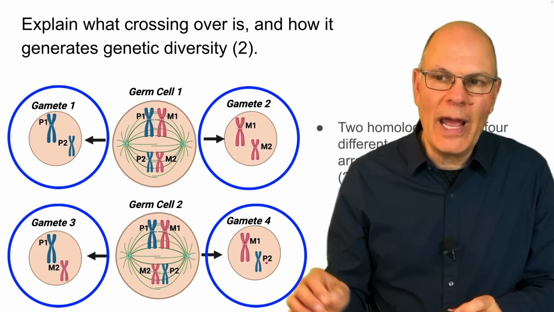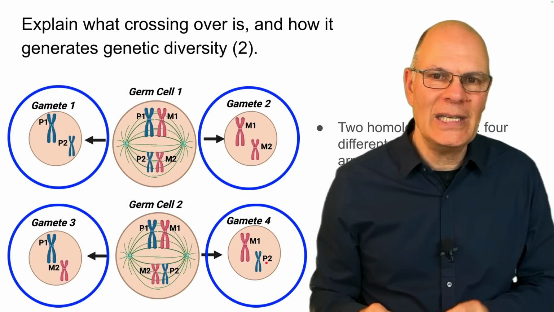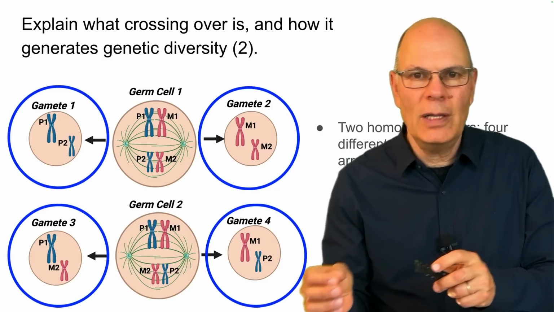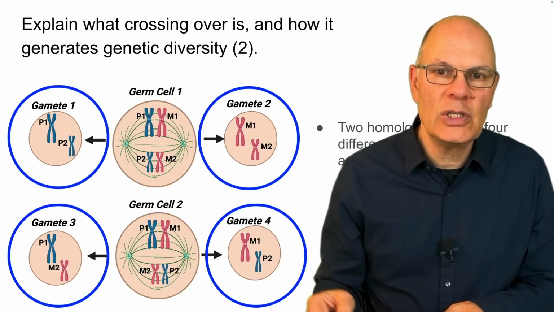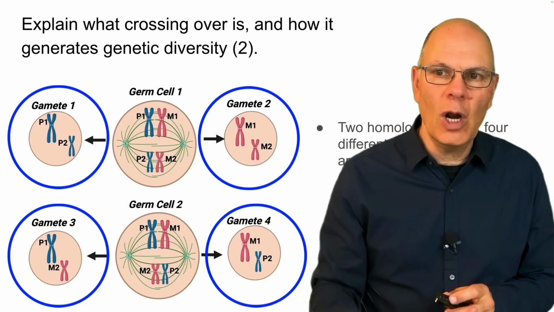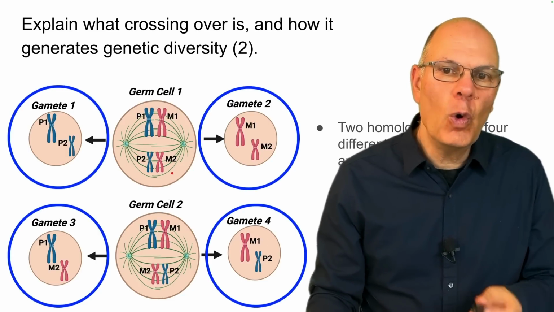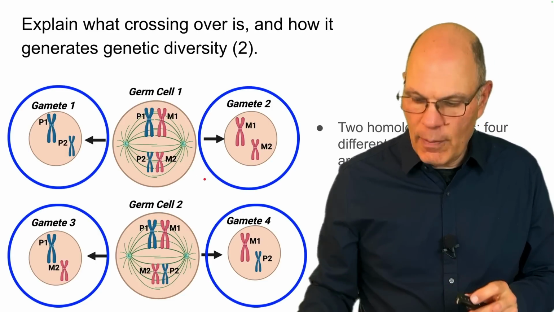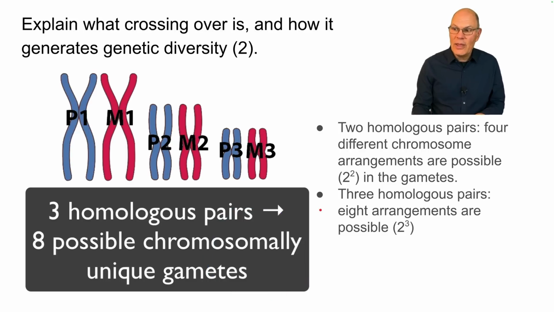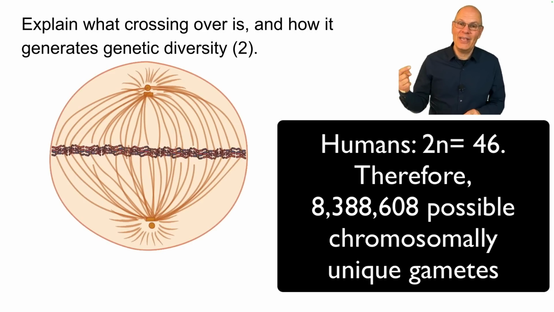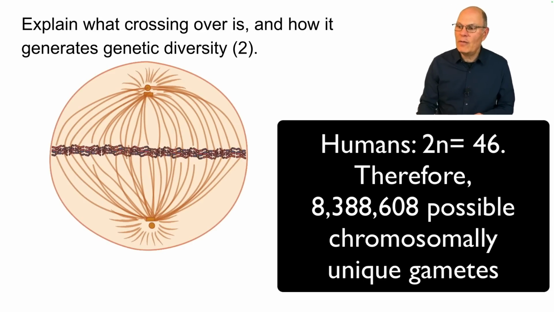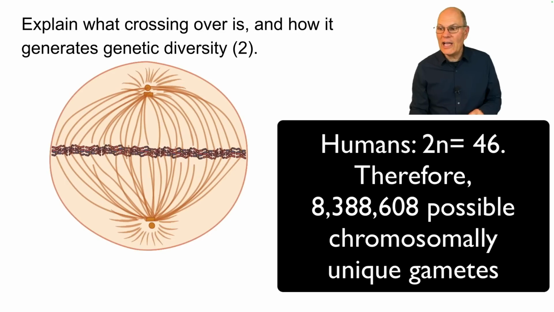Now, you can play around with this. You can cut out little pieces, or you can label coins M1, P1, M2, P2, and you can try different combinations, but you won't get more than 4 in a system that has 4 chromosomes as its diploid number. With 3 homologous pairs, then the math takes you to 2 cubed. That's 8 possible arrangements, and with 23 pairs, like we have in Homo sapiens, you have 2 to the 23rd possible arrangements.